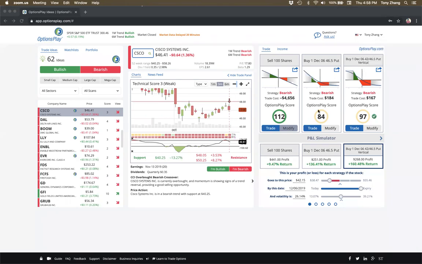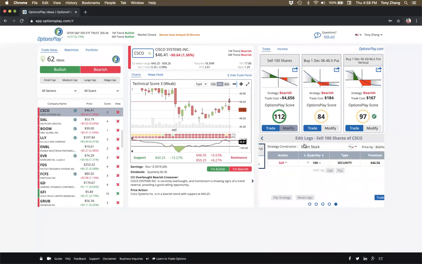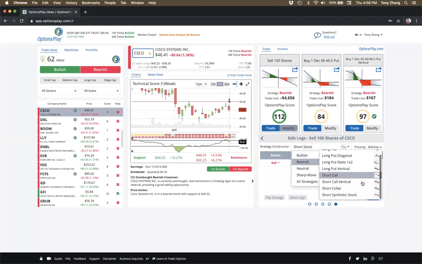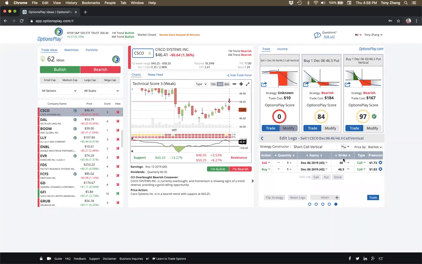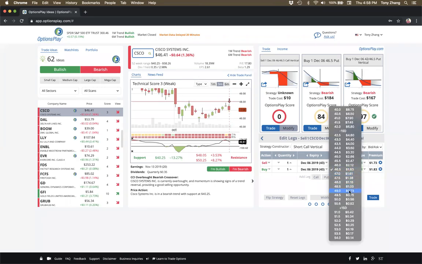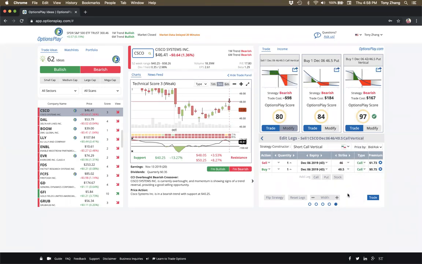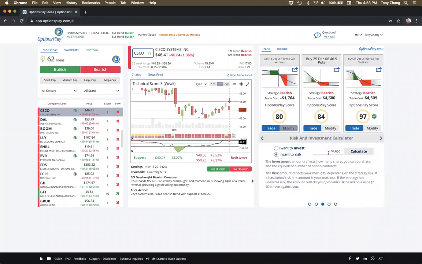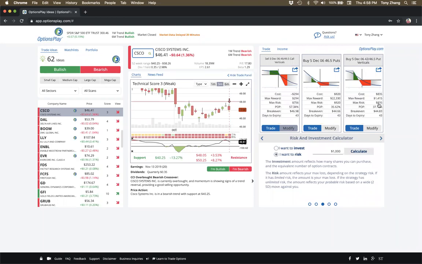So here's a prime example of where I think it makes sense to compare a debit versus credit spread. So let's say I'm bearish and I want to sell a call vertical. So let's say I sold the 46 and I buy back, let's say, the 49. And then what I'm going to do is, again, I'm going to compare apples to apples. So let's say I'm willing to risk $1,000 on this trade. As you can see here I'm risking $835. Here I'm risking $756, roughly the same amount of risk.